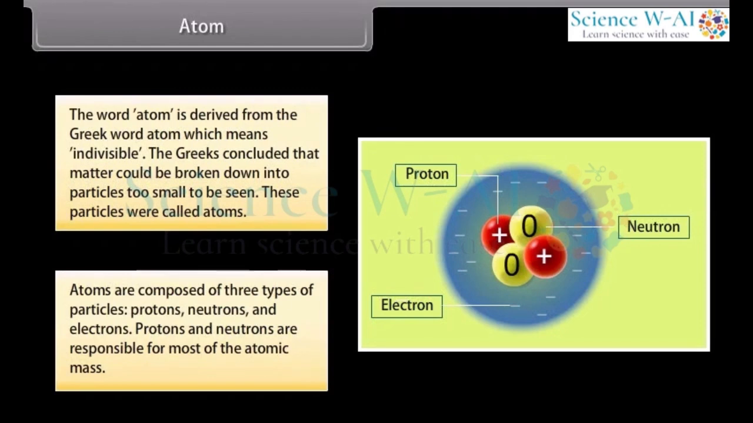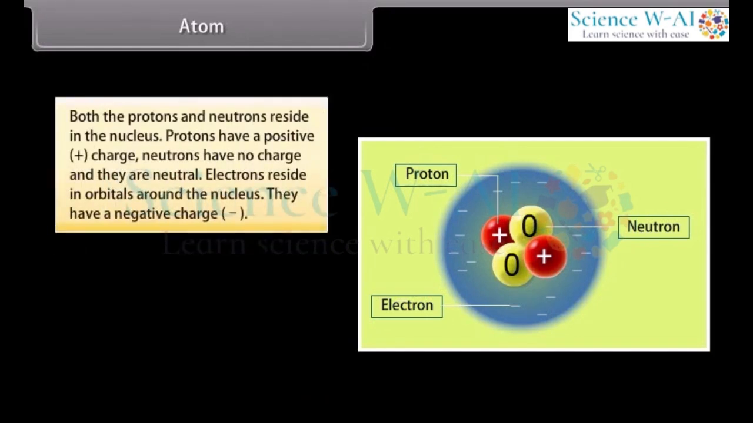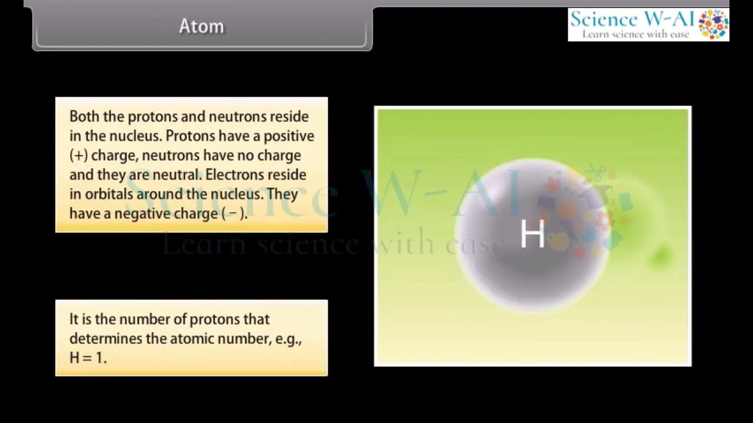Protons and neutrons are responsible for most of the atomic mass. Both the protons and neutrons reside in the nucleus. Protons have a positive charge, neutrons have no charge and they are neutral. Electrons reside in orbitals around the nucleus. They have a negative charge. It is the number of protons that determines the atomic number. That is, H is equal to 1.